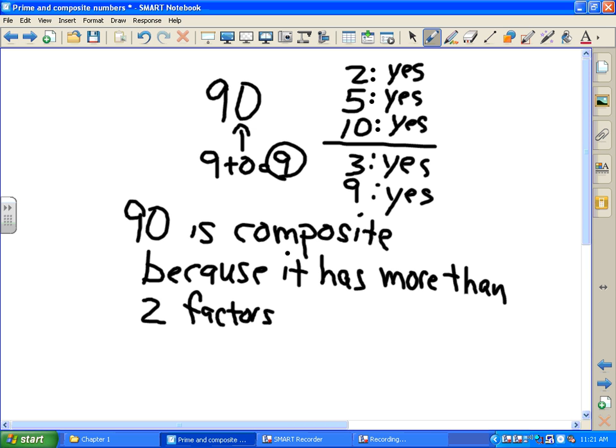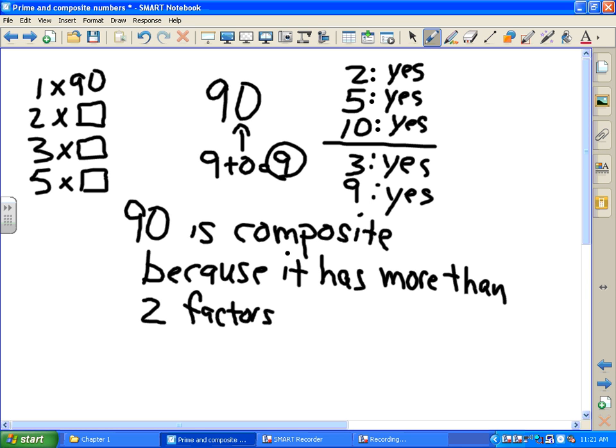So for the number 90, I know that I can take 1 times 90. I know I can take 2 times something, 3 times something, 5 times something, 9 times something, and 10 times something. It doesn't matter what the something is, but I see 1, 2, 3, 4, 5, 6, 7, 8, 9, right? There's lots of factors, so it has more than 2, which makes it a composite number.